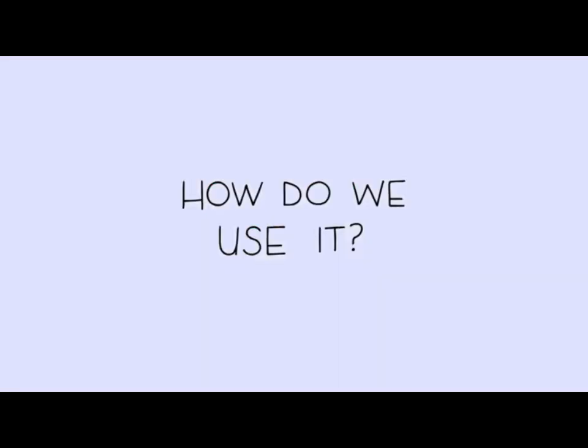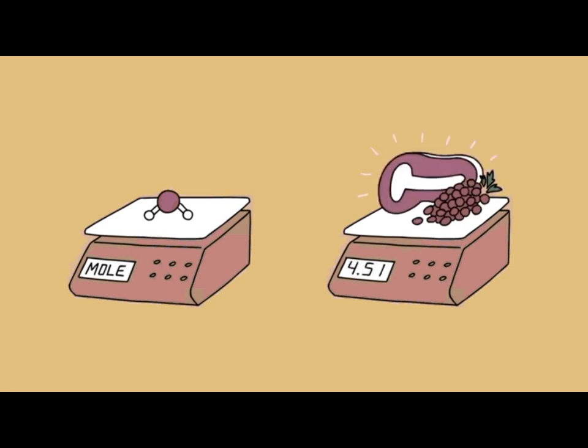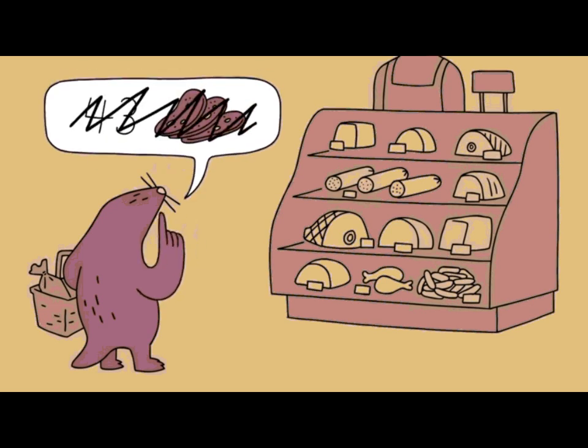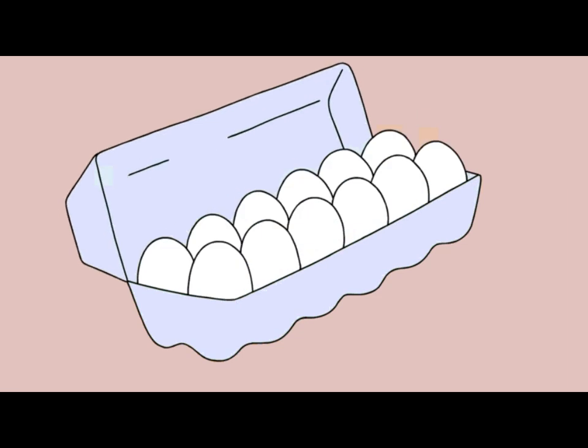So how do we use it? You might be surprised to know that chemists use it the same way you use pounds to buy grapes, deli meat, or eggs. When you go to the grocery store, you don't go to the deli counter and ask for 43 slices of salami. You buy your salami by the pound. When you buy your eggs, you buy a dozen eggs.